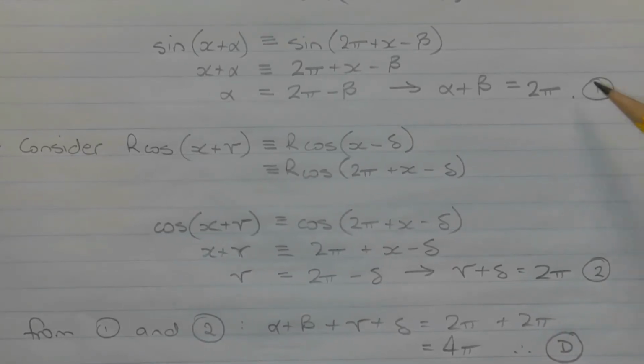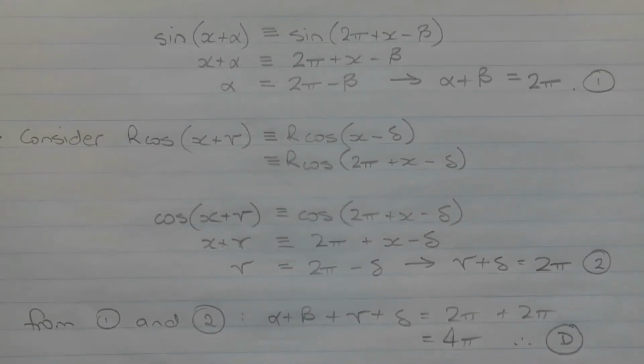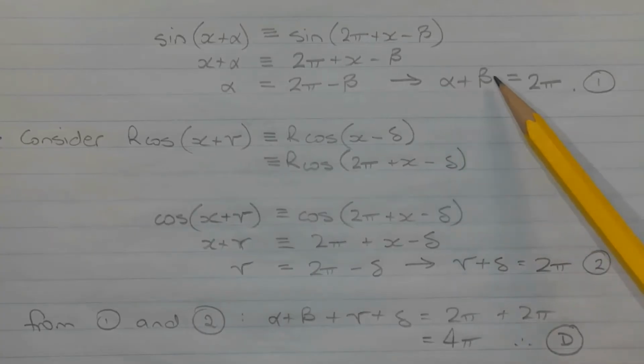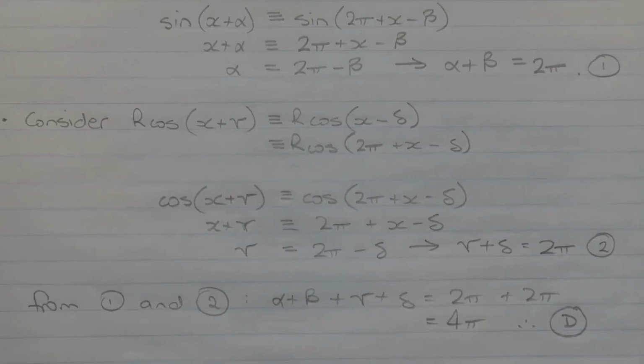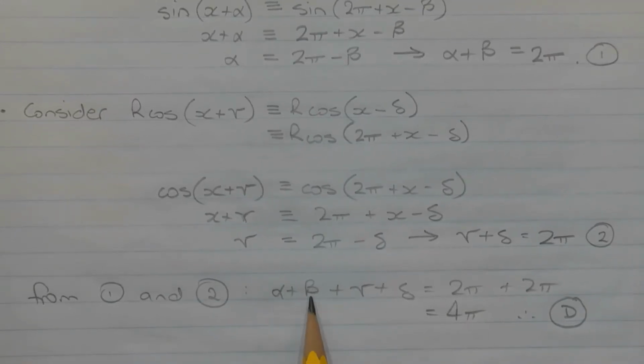Now, from equations 1 and 2, if we add both equations together, we get alpha plus beta plus gamma plus delta, and I've written that here on the left-hand side, is equal to 2 pi plus 2 pi. So that equals 4 pi. So alpha plus beta plus gamma plus delta is equal to 4 pi. Therefore, the correct answer is option D.